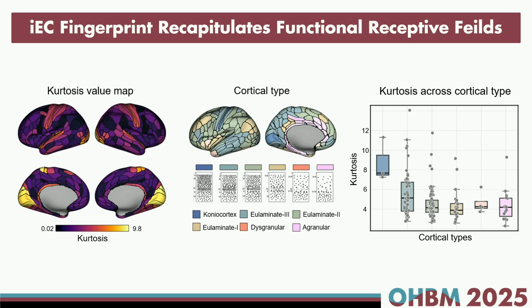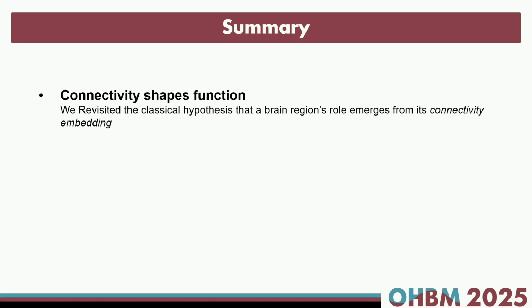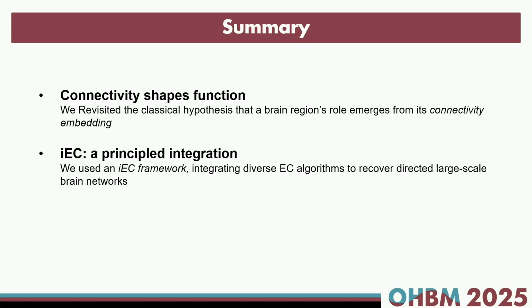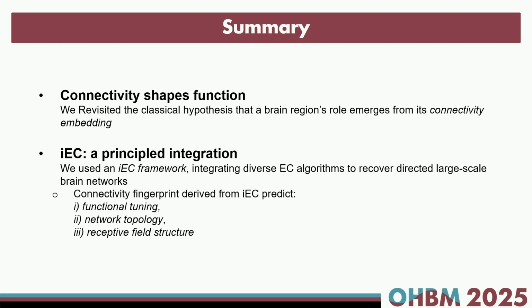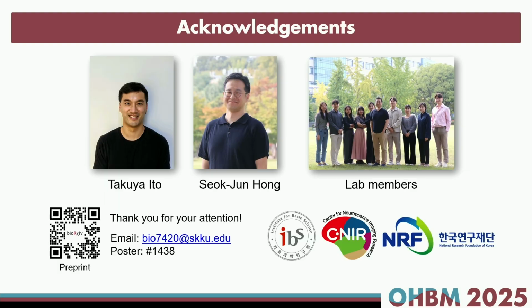across the cortical hierarchy. To wrap up, we revisited the classical hypothesis that a brain region's role emerges from its connectivity embedding, and we used the IEC framework integrating diverse EC algorithms, and the connectivity fingerprint derived from IEC predicted functional tuning, network topology, and receptive field structure.